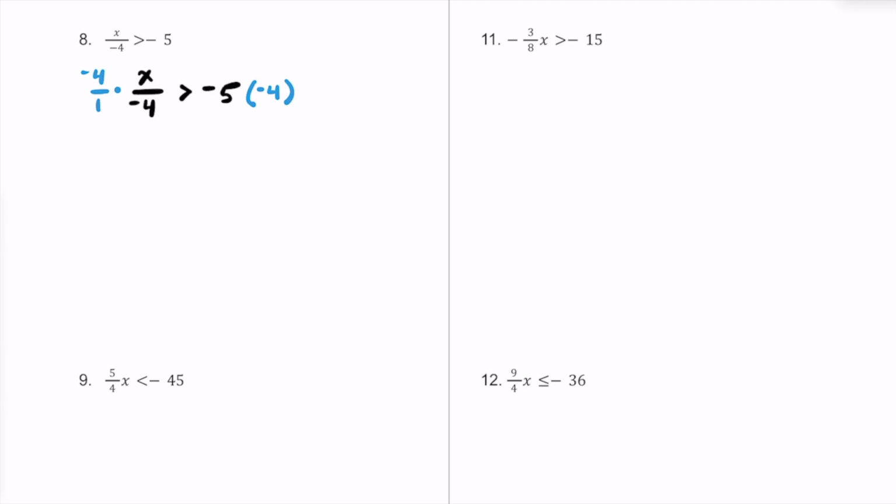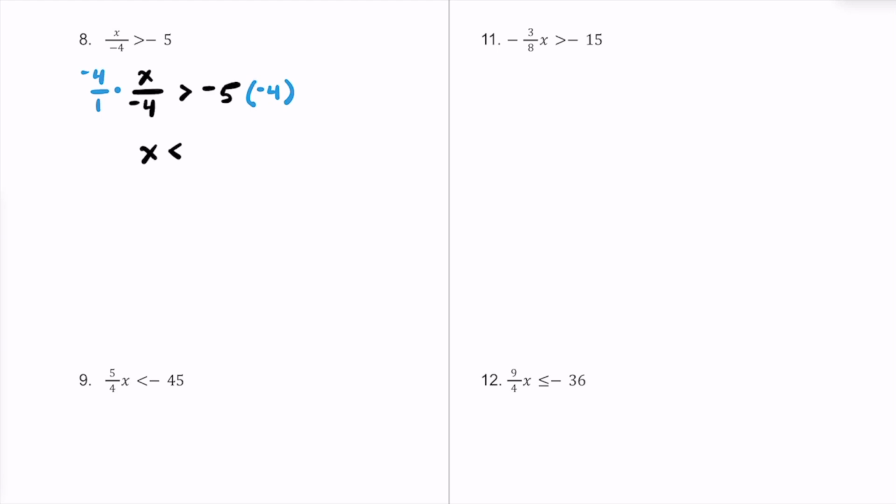All right. Now on the left side of the equation, these -4 over -4 is just going to be equal to 1 because anything divided by itself is equal to 1. So we're just going to get 1x or just x. Because we are multiplying both sides by a negative, keep in mind that we're going to have to flip this inequality from a greater than sign to a less than sign. Remember, if you multiply or divide by a negative number when you're dealing with inequalities, you're going to have to flip the inequality.